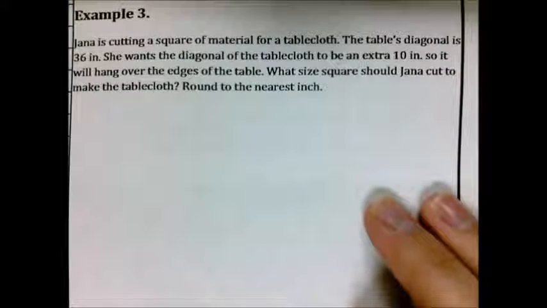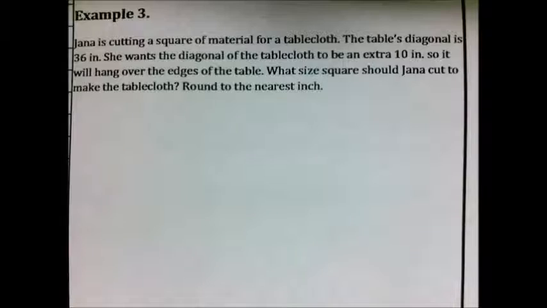Alright, example 3 says Jana is cutting a square of material for a tablecloth. The table's diagonal is 36 inches, and she wants the diagonal of the tablecloth to be an extra 10 inches, so it will hang over the edges of the table. What size square should Jana cut to make the tablecloth?